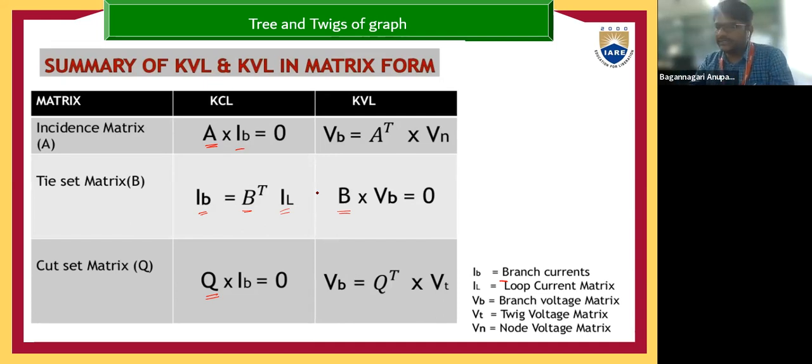Just make a note of these equations, or these conditions. We can multiply A with I_B and equate it to 0, and you'll get the value of branch currents, right?